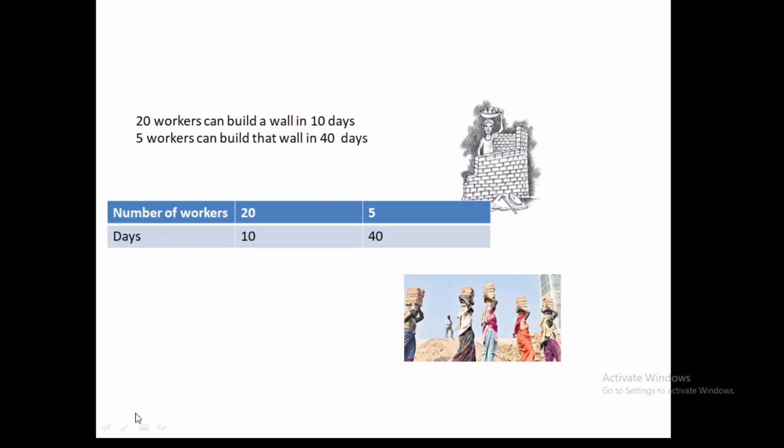We have 20 workers. 20 workers can build a wall in 10 days. If the number of workers decreased, we have only 5 workers, they can build that wall in 40 days. Here the number of workers decreased, then the time to finish a work increased. It is sure.